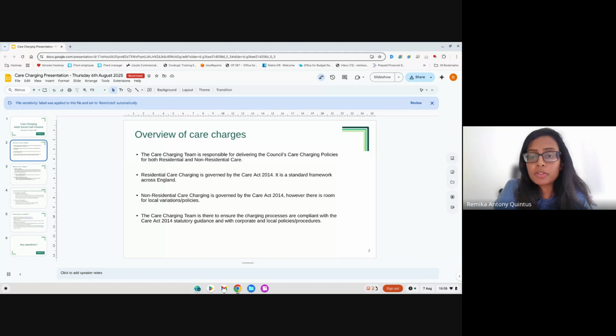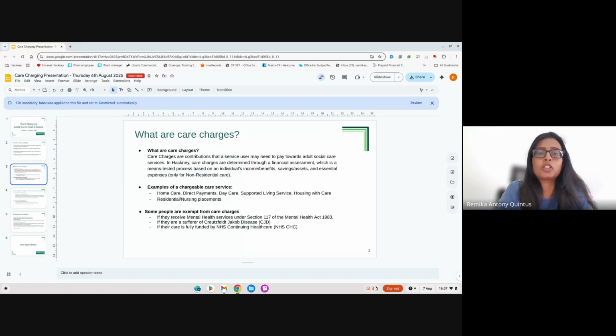Here in Hackney, for example, we have a cap on the maximum we can charge under non-residential care services, which is £250 a week. So our team works to ensure that all charging processes are fully compliant with the Care Act 2014 guidance, as well as with Hackney's corporate and local procedures.